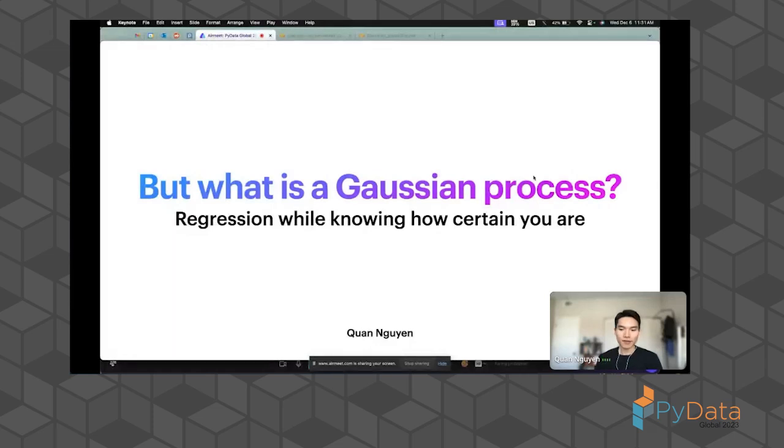model that not only produces single value predictions, but also a quantification of uncertainty, quantifying how confident we are in these predictions. And we'll see how this works during this talk.